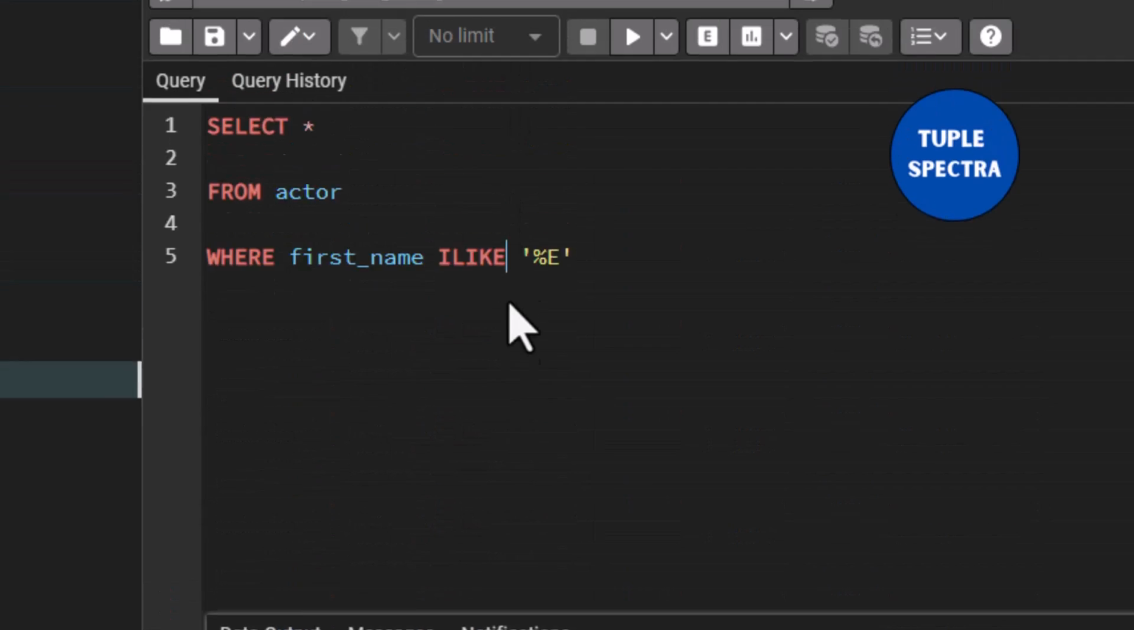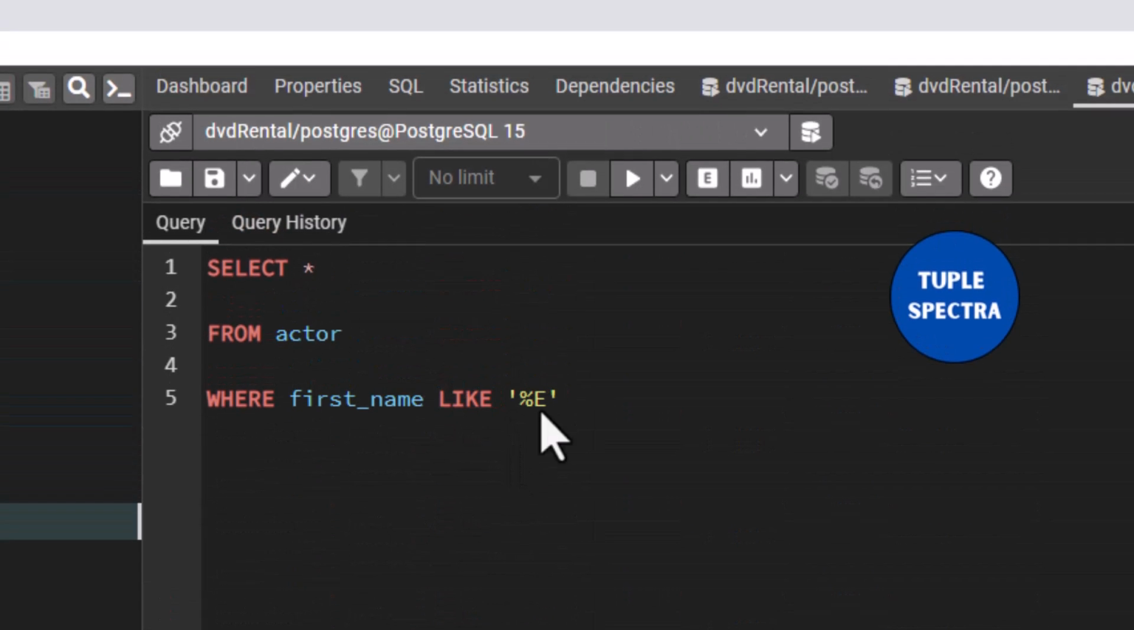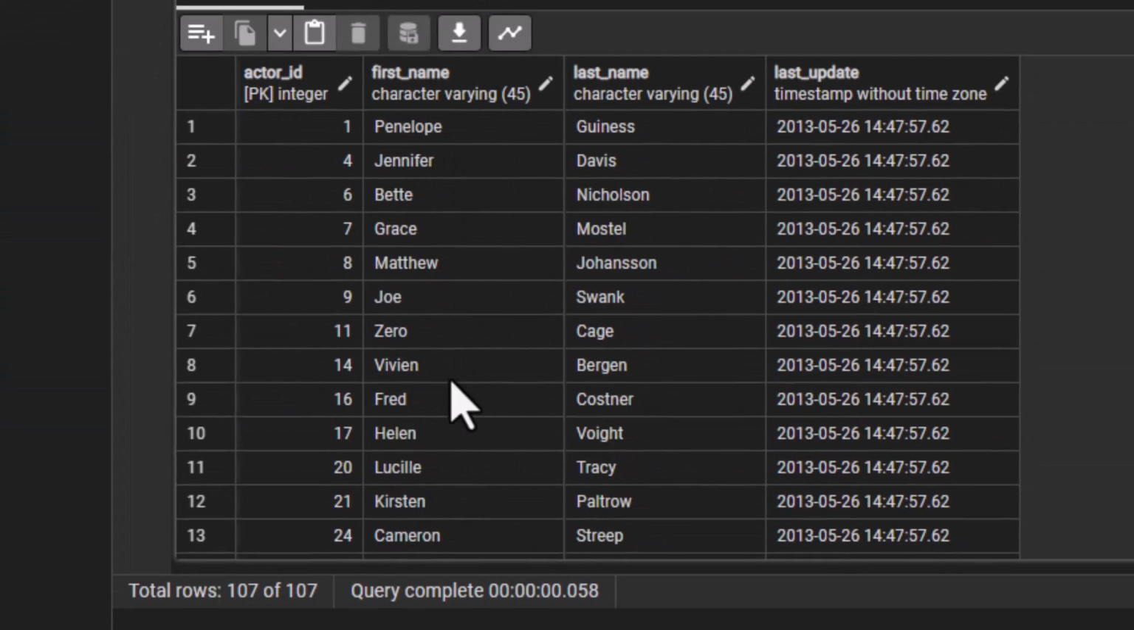What about if I have something like this? If I have LIKE and I put, let's say, lowercase e and then I put %. What does this mean? What is this saying? What this is basically saying is that I have one or more characters before a lowercase e and one or more characters after lowercase e. If we run this, what do we have? You can see in this case, we have more rows, 107 rows.